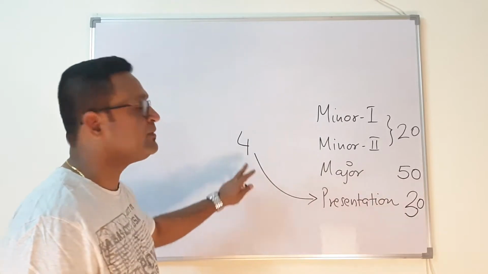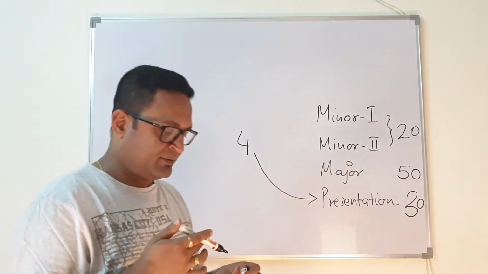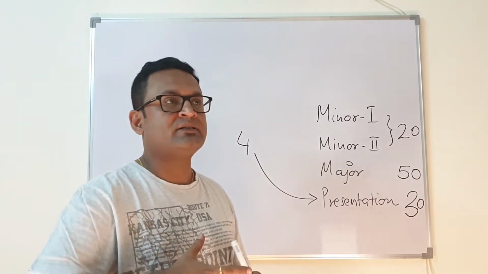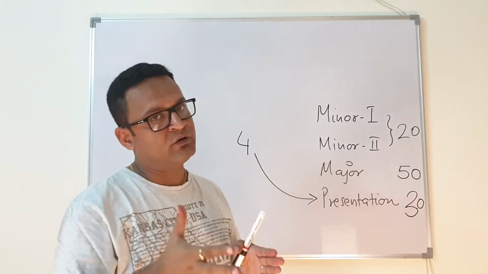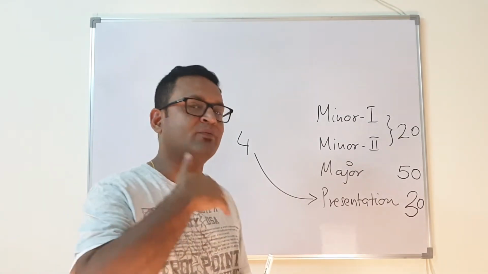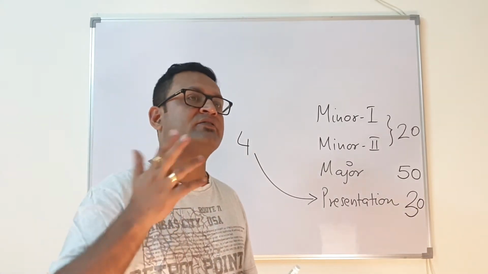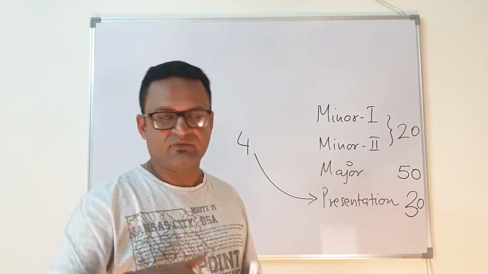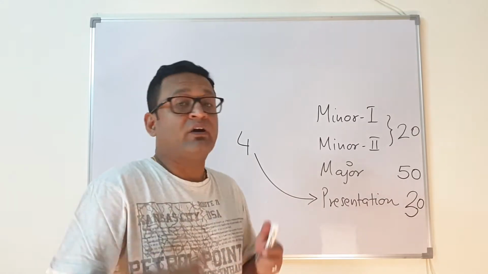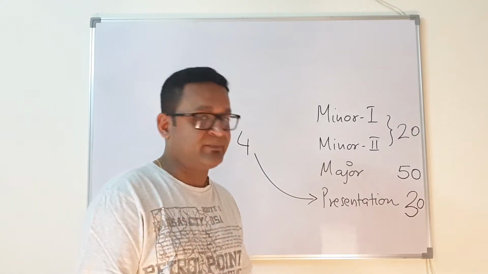In that case there will be more presentations, or we can keep the presentations of higher and lower denominations. That means there can be a couple of presentations which are of 10 marks each, and a couple of presentations which are of 5 marks each. So that will make it 30. Now, what are the expectations in the presentation?